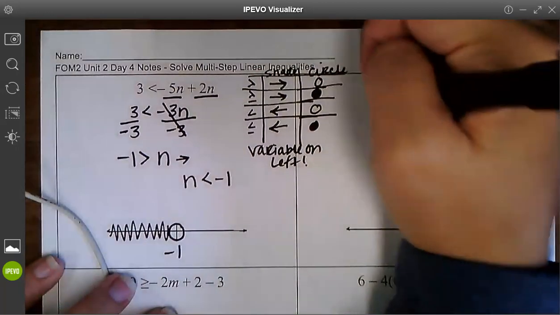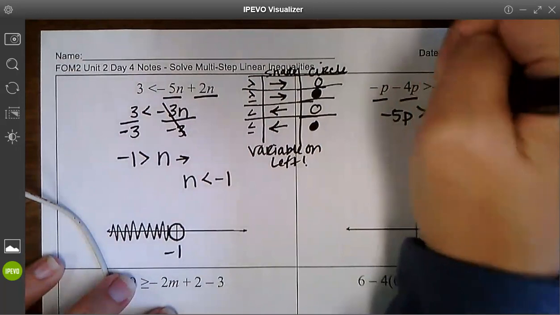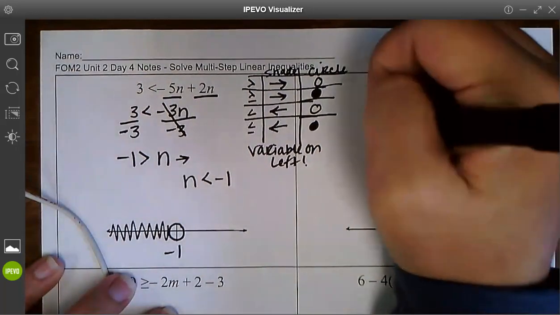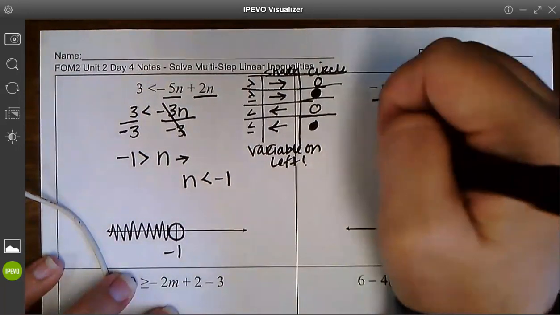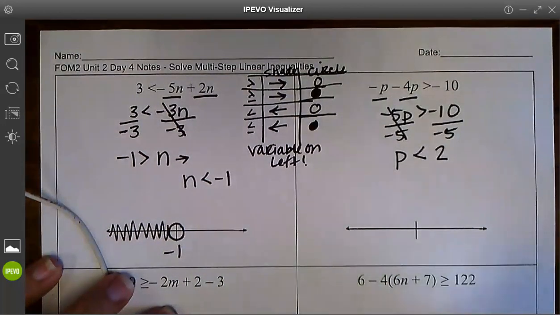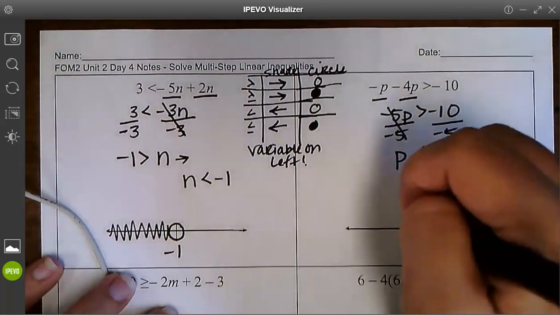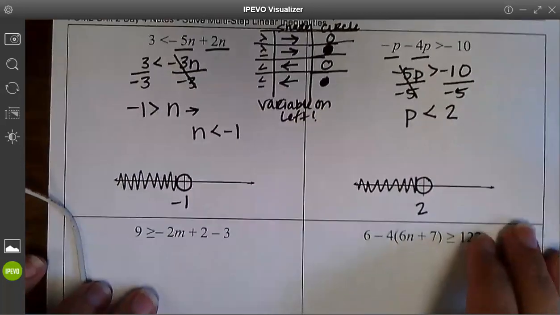The next one, combine my like terms. So I have -5p is greater than -10. Divide both sides by -5. I've divided by a negative, so I have to flip my inequality from greater than to less than. This is less than again, so it is an open circle and shade to the left because my variable is already on the left-hand side.